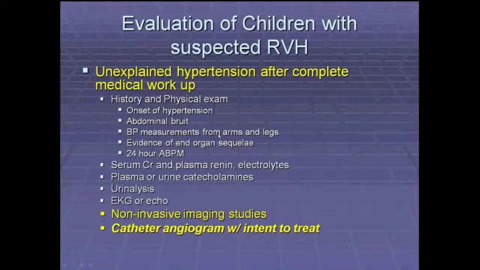So, evaluation of children with suspected renal vascular hypertension. Unexplained hypertension after a complete medical workup, then we start considering renal vascular etiologies. So, the history and physical exam: we have to elucidate the onset of the hypertension, do a physical exam to see if there's an abdominal bruit. We measure blood pressure measurements from both arms and both legs to make sure that they're symmetric. We evaluate for evidence of end organ sequelae, whether it be cardiac abnormalities, renal dysfunction, neurologic dysfunction. And then I always typically will get a 24-hour ambulatory blood pressure monitoring measurement.